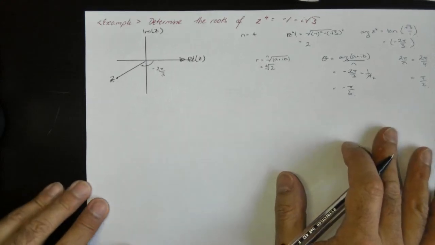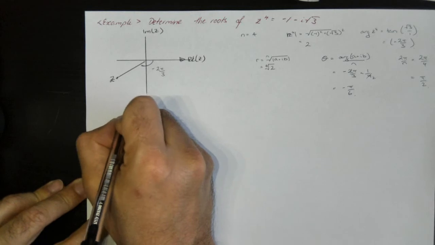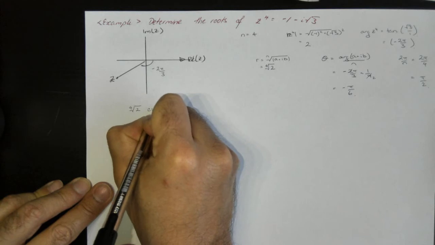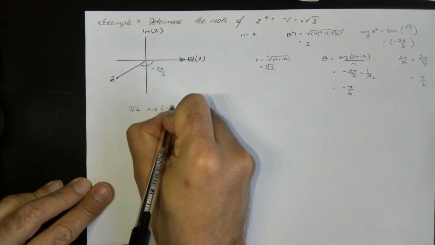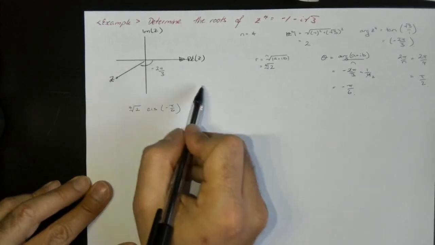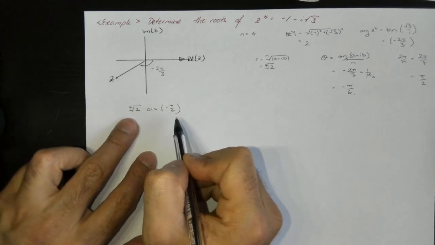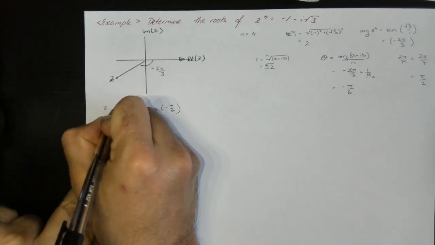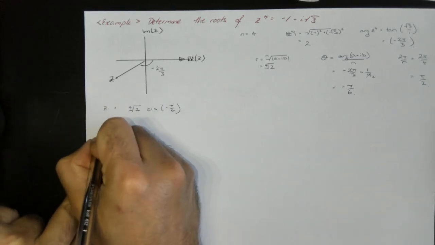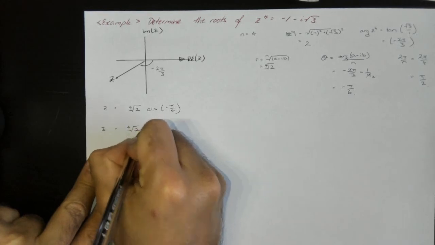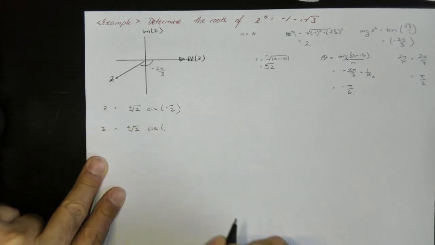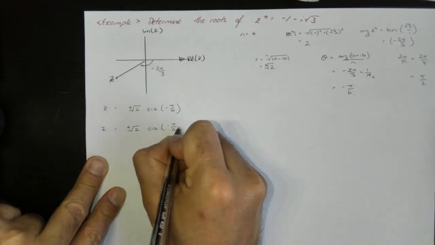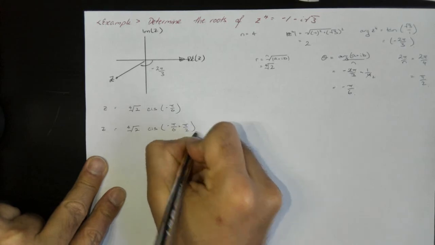So let's calculate the roots. Okay, so one of them will be 4 on root 2, cis negative pi on 6. Now that's somewhere here, so that's not going to be my Z1. Okay, just be aware of that. Okay, so maybe I just put another Z. So if I was to go forward, all right.